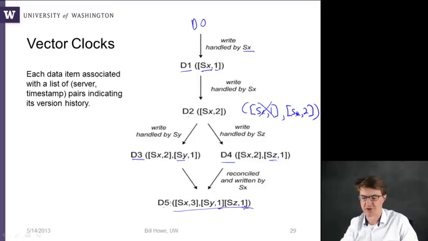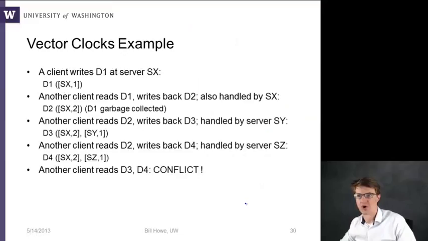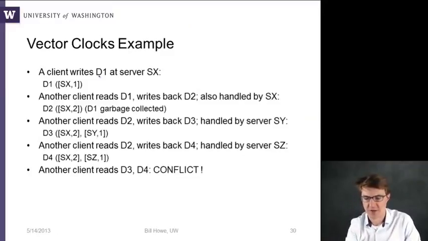These may not be timestamps like integers. They could be actual clock timestamps, in which case you make an arbitrary decision and just pick it and go. Okay. So that's how vector clocks work. So in the example, just to run through what we just saw, a client writes D1 to server SX and creates this value. Another client reads D1 and writes back D2, also handled by SX, and D1 was garbage collected.